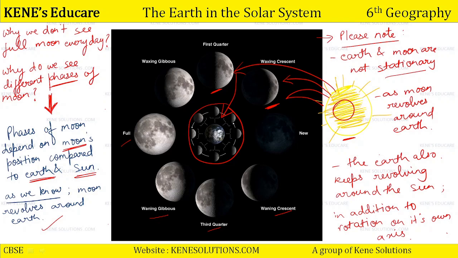कोई भी रुका नहीं रहता अपनी जगह पे, दे बोथ रिवॉल्व. मून अर्थ के अराउंड रिवॉल्व करता है एंड अर्थ सन के अराउंड रिवॉल्व करता है. अनदर एडिशन, अर्थ सन के अराउंड रिवॉल्व भी करता है और अपनी एक्सिस पे रोटेट भी करता है. देयर इज रेवोल्यूशन एज वेल एज रोटेशन. अर्थ रिवॉल्व भी करता है, अर्थ रोटेट भी करता है.